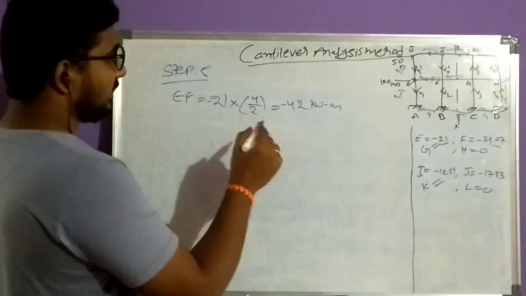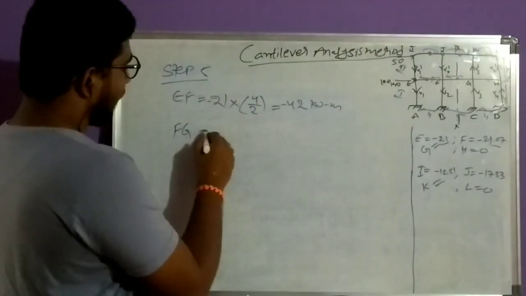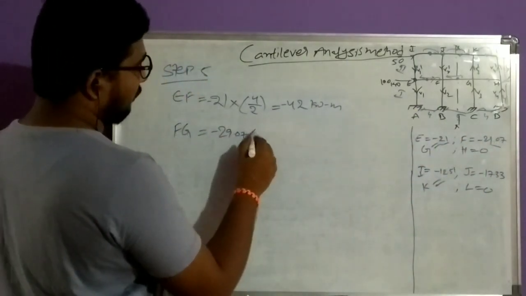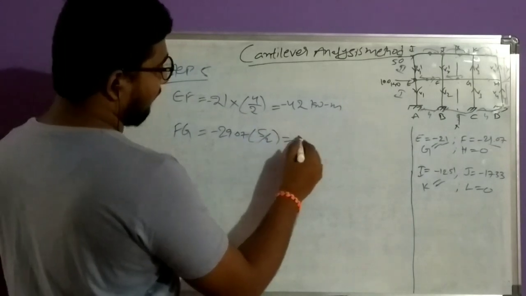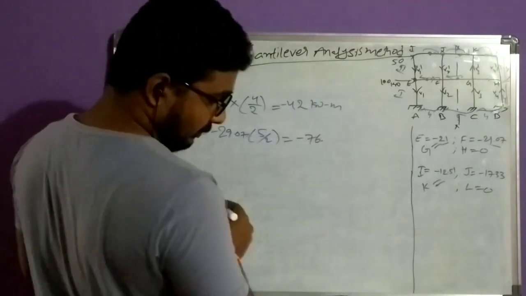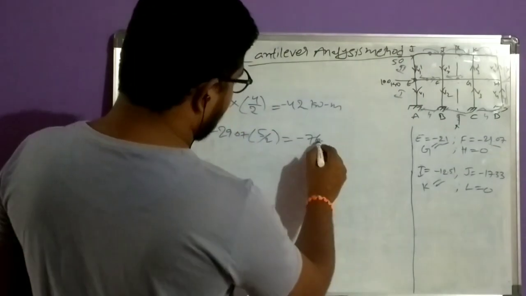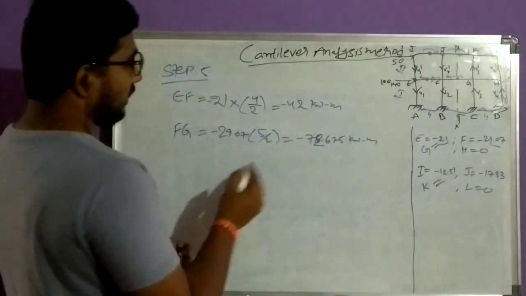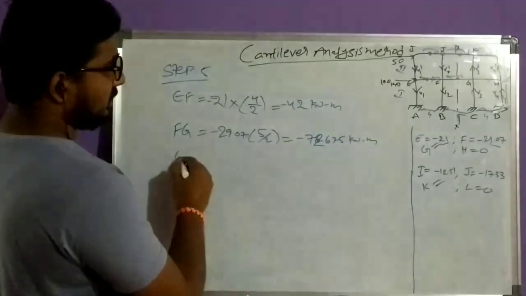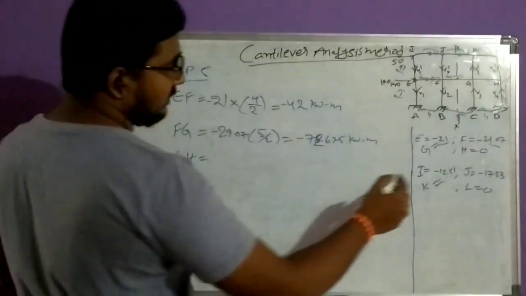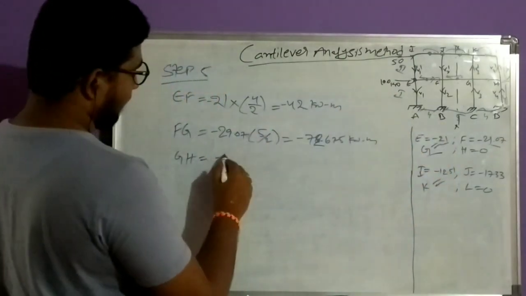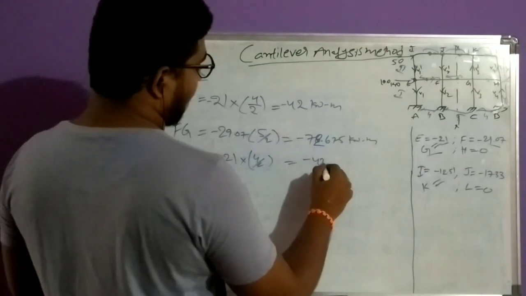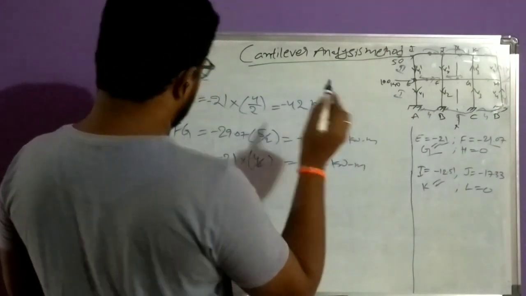In the same way, we will take the beam FG. We know the value of minus 29.07 into span by 2. Span is 5 meters. We will get the value of minus 72.675 kilonewton meter. In the same way, we will consider beam GH. In G, we know the value of minus 21 into span, which is also 4 meters. We will get 42 kilonewton meter.